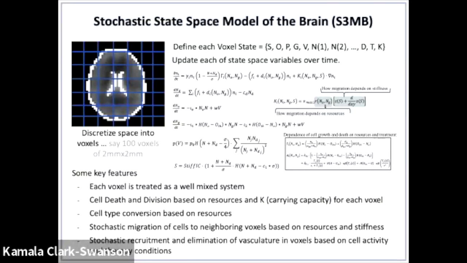Then there is stochastic recruitment of vasculature, depending on what the cells are, how stressed they are, and what is going on with the treatment and therapy you're giving. If you're giving radiation therapy, that would kill the vasculature. If you're doing surgery, that would take away all vasculature and all cells, and reduce the stiffness. So you can put in those different conditions.